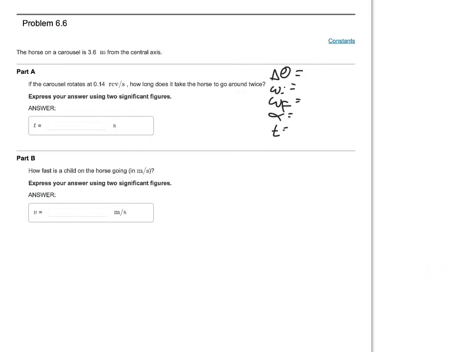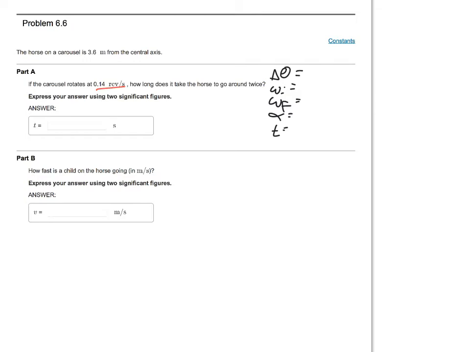So for this first one, we have a horse on a carousel rotating around at a rate of 0.14 revolutions per second. We want to know how long it takes the horse to go around twice. Okay, I'm going to show you how to do this using angular kinematics, although you probably can reason your way through this.